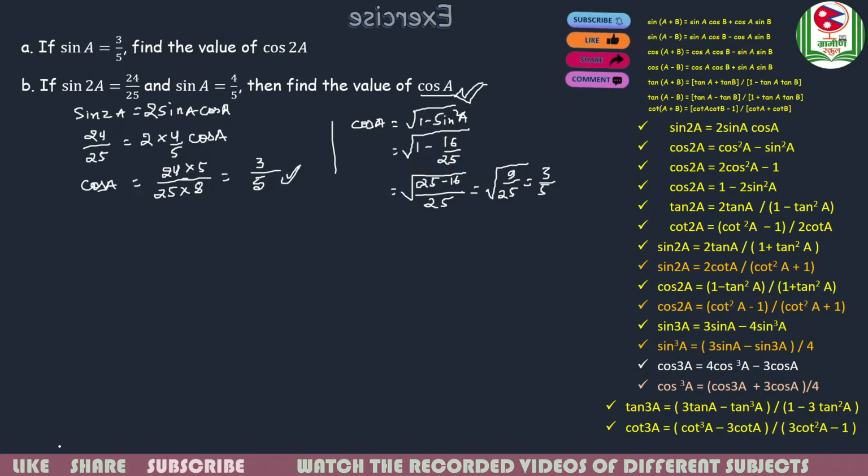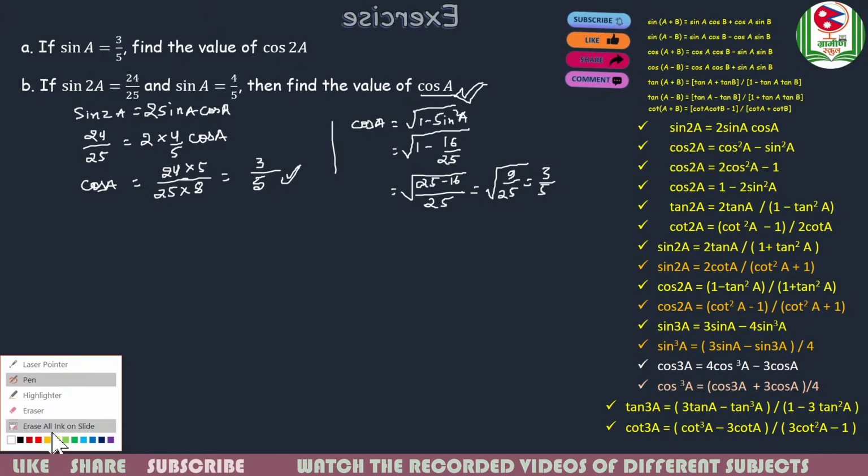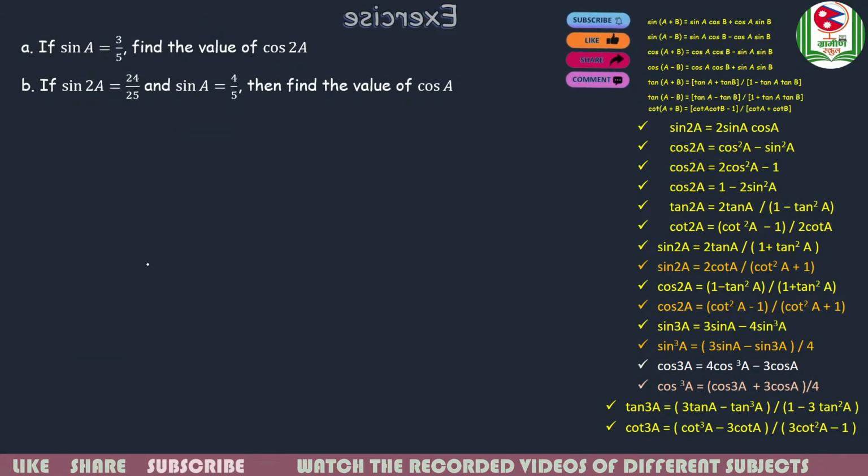So let's see the second question. Again we have the given result sin A equals 4/5. Now we have to find the value of sin 2A, but we know the formula for sin 2A equals 2 sin A into cos A. But here you can see that only the value of sin A is given. So first of all we have to find the value of cos A.